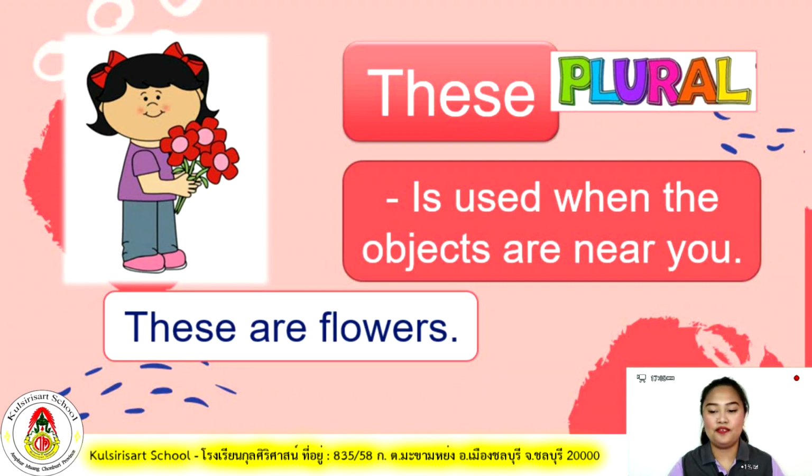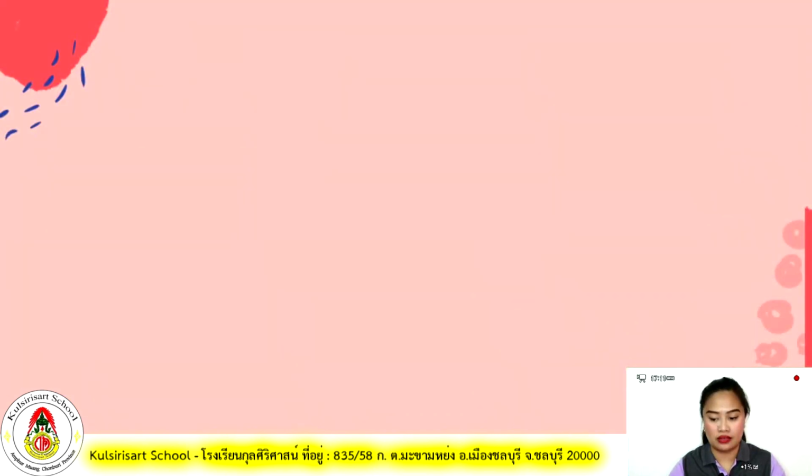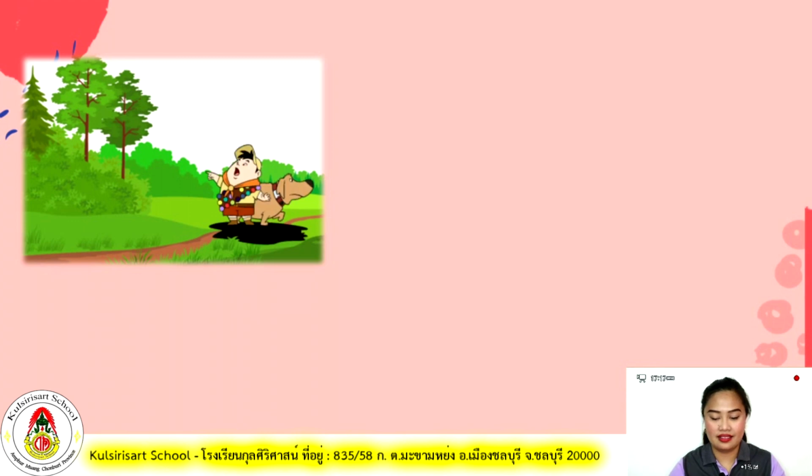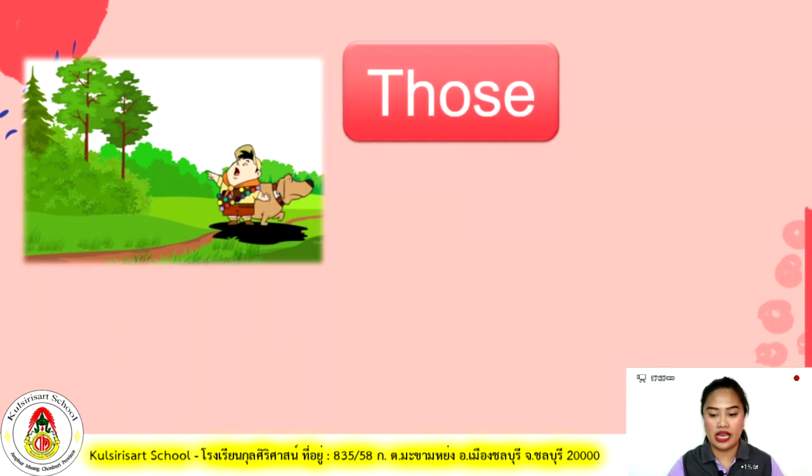Okay, the fourth and last pronoun. Okay, look at the picture. As you can see, we have here in the picture trees and the boy pointing out the trees. Now, what will be the pronoun to be used here? Okay, now for this picture, the pronoun is those.